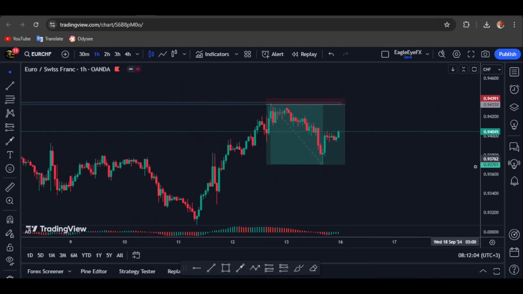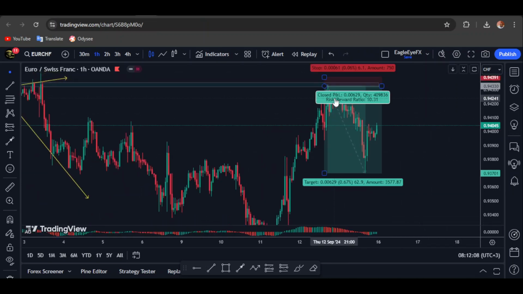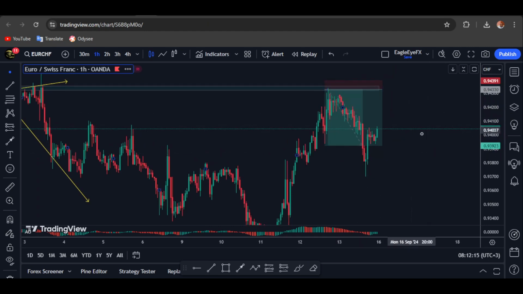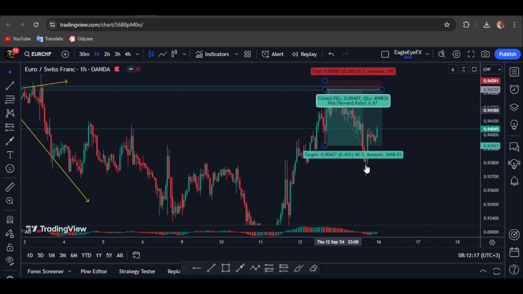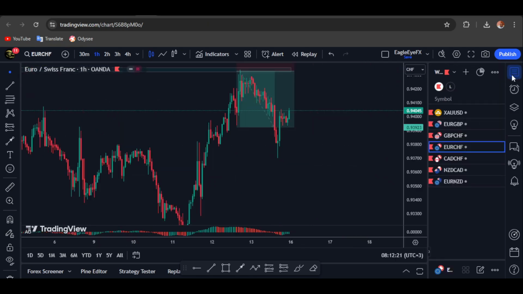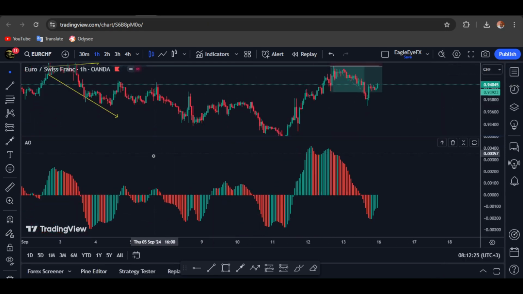Either you enter at market price, at market execution, or you can set your limit orders, and you can see around maybe 10%, or let's say around 6%. Maybe you could have been trailing your stop loss. And then look at that. It just plays out. It doesn't matter how long you wait, as long as it comes to your zone, you'll be able to capitalize on that move.